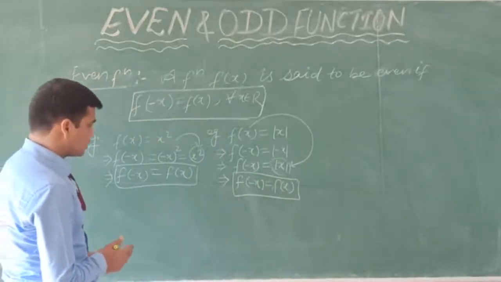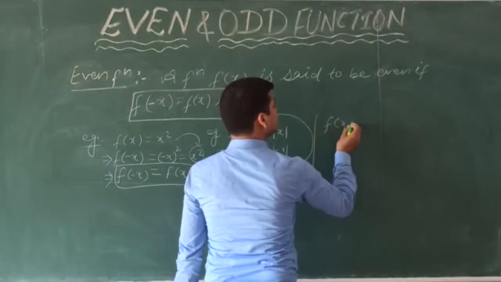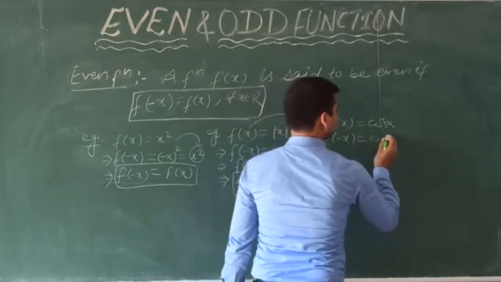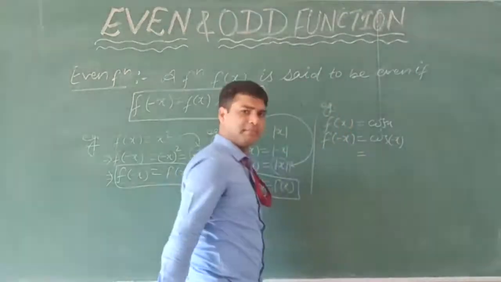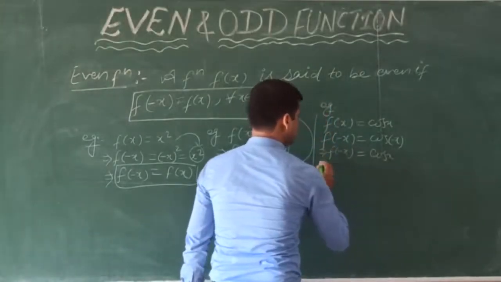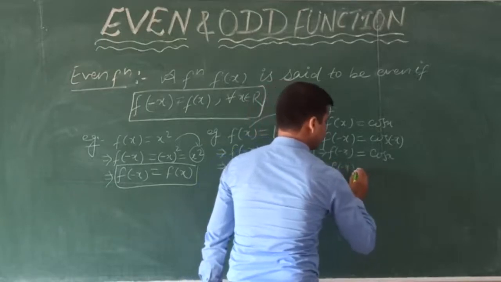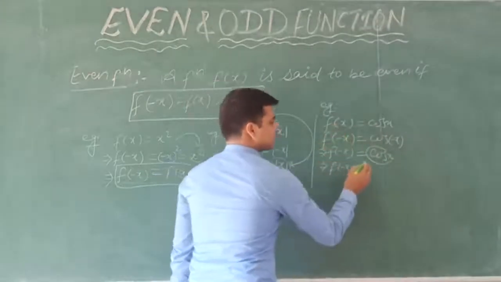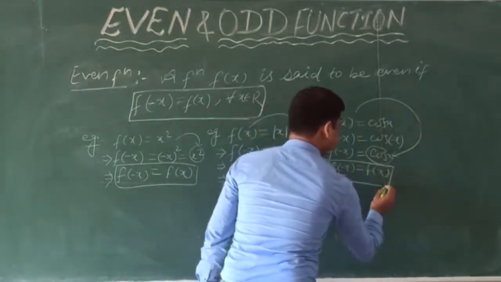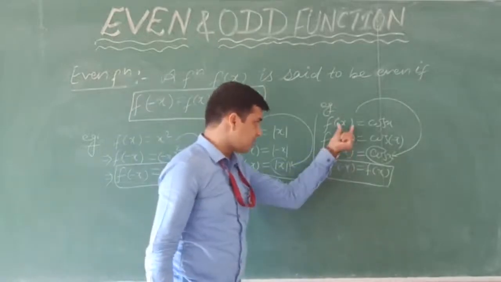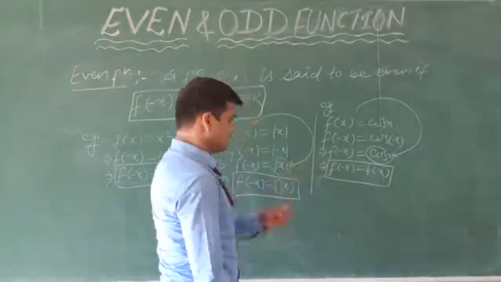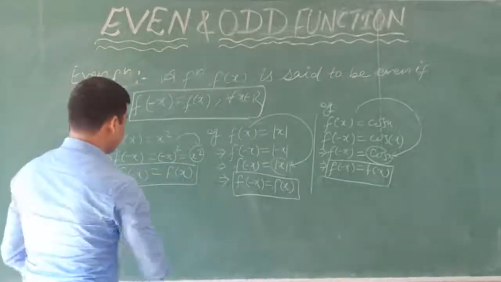Now we are going to discuss a trigonometric function, like f of x equals cos x. So I am going to put minus x here, so we will get cos of minus x, and we know that cos of minus theta is plus cos theta, so we will get cos x. So f of minus x equals cos x, which is f of x. So again, when we substitute minus x instead of x, we get the same function f of x. It means this is an even function.